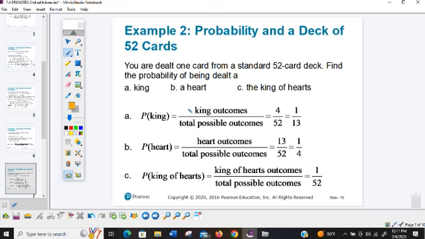There are 4 sets. You have hearts and diamonds that are red, and you have spades and clubs that are black. There's 13 in each set. And it goes from ace, 2, 3, 4, 5, 6, 7, 8, 9, 10, and then jack, queen, king. The jack, queen, and king are the only face cards, and there's 1 of each set. So for a king, there are 4 kings out of 52 in a standard deck. That reduces to 1/13. Probability of a heart, there are 13 hearts out of 52 in that deck. That reduces to 1/4. Probability of the king of hearts. Well, there's only 1 king of hearts. So that would be 1 out of 52.